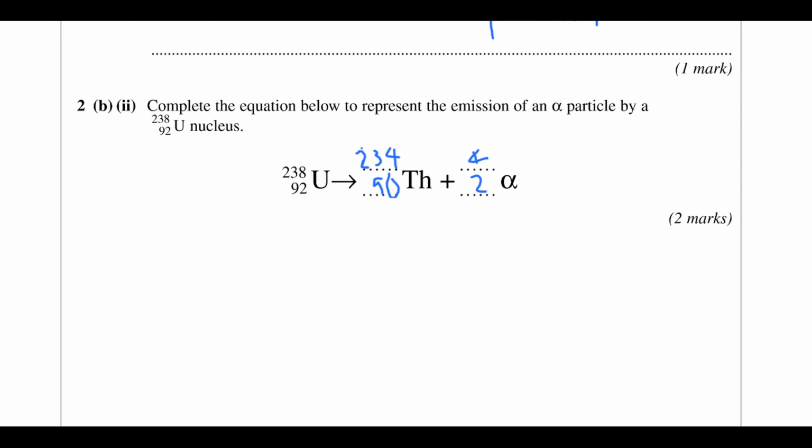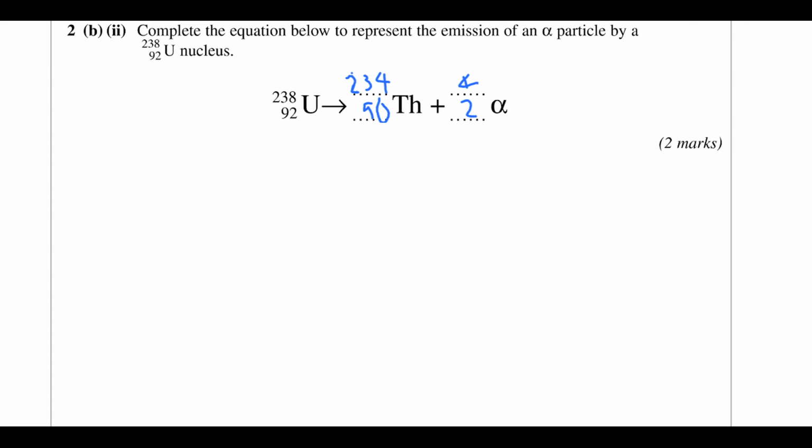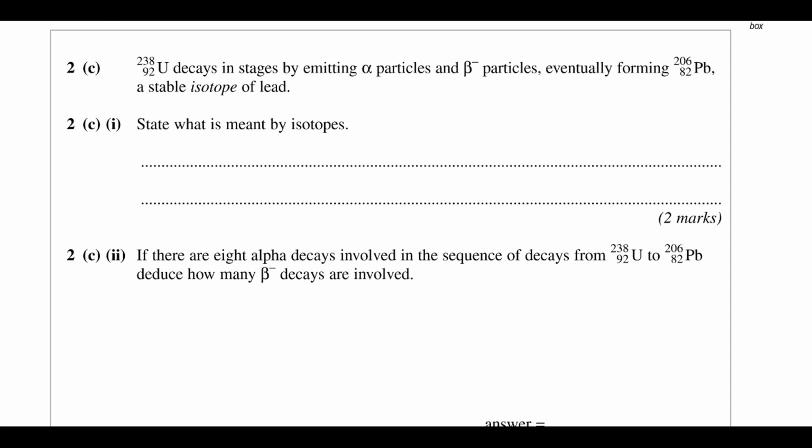Okay, so that completes this part, so let's move on to the next part of this question. So we've got 238 decays by emitting alpha particles and beta particles, eventually forming 206, a stable isotope of lead. What is meant by an isotope?